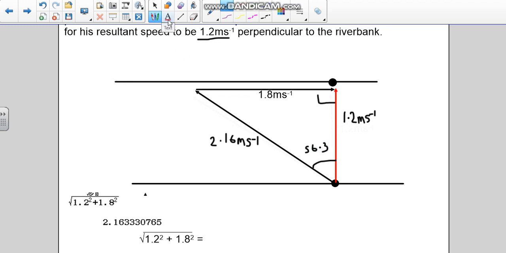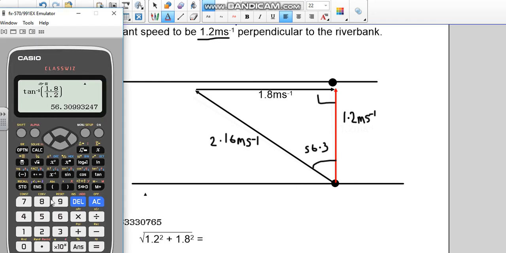So the speed is 2.16 meters per second. This angle here is 56.3. If I want to know this angle here, I would do 90 minus it. I'll just write that in so I know. So it's 33.7.